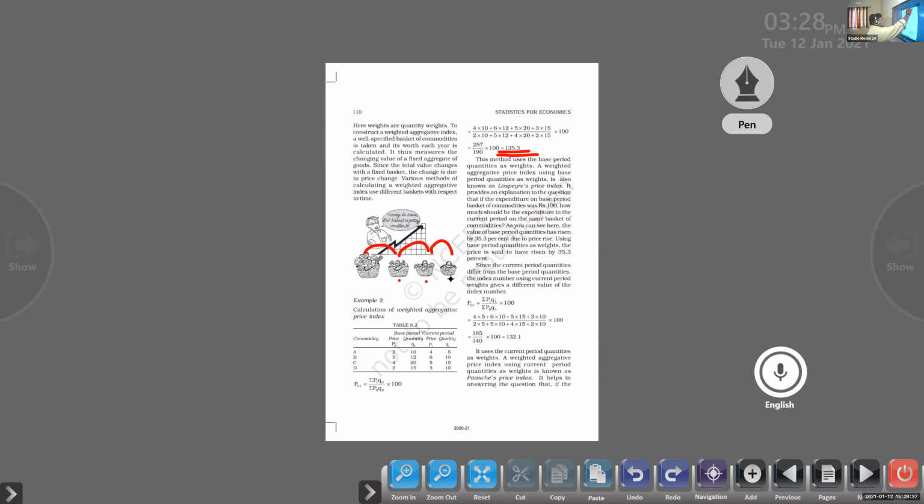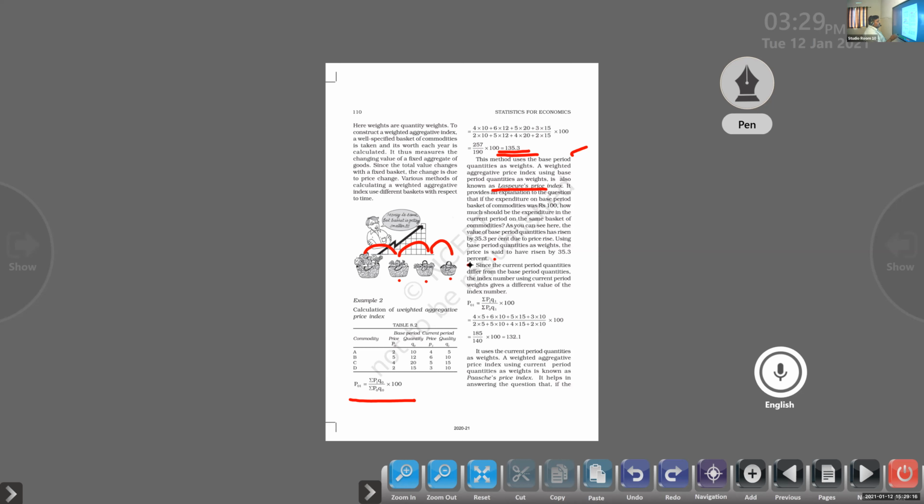So the equation for that one is P01 is equal to sigma P1 Q0 divided by sigma P0 Q0 into 100. This method uses the base period quantities as weights. A weighted aggregative price index using base period quantities as weights is also known as Laspeyres price index. Underline that. Next, since the current period quantities differ from the base period quantities, the current period quantity is different than the base period quantity.